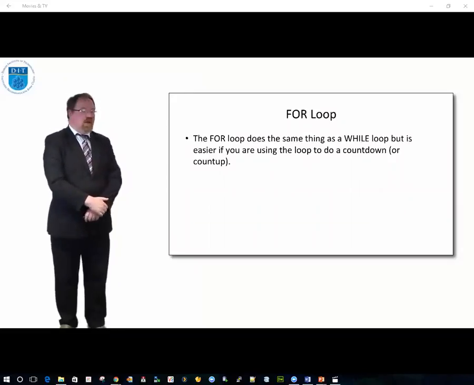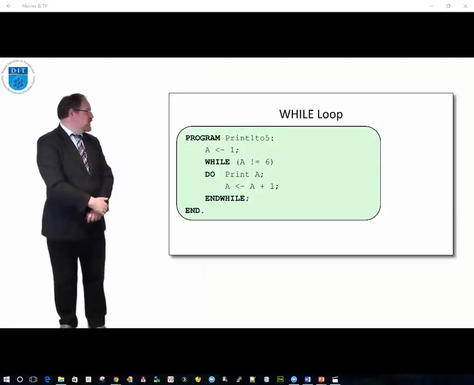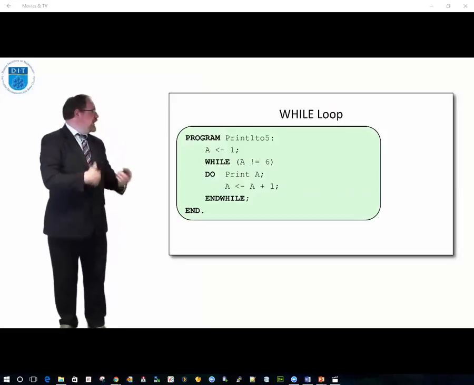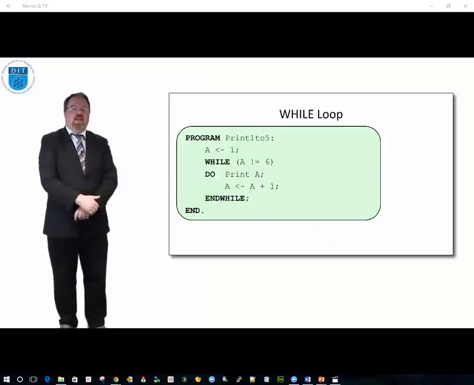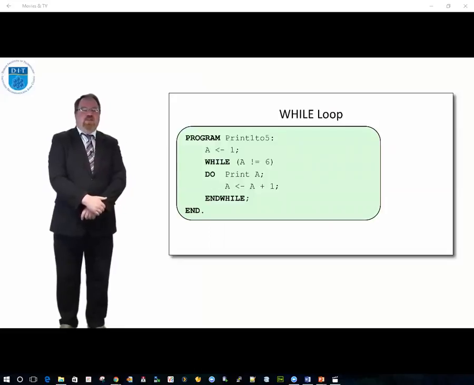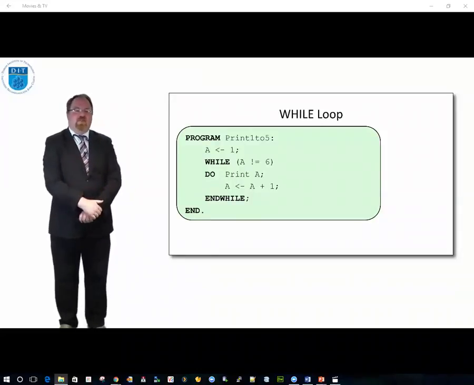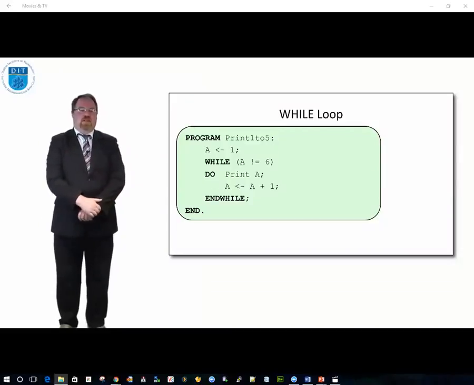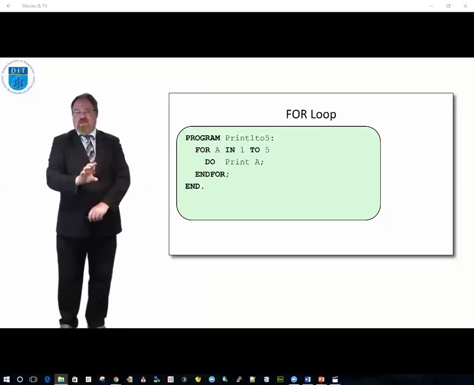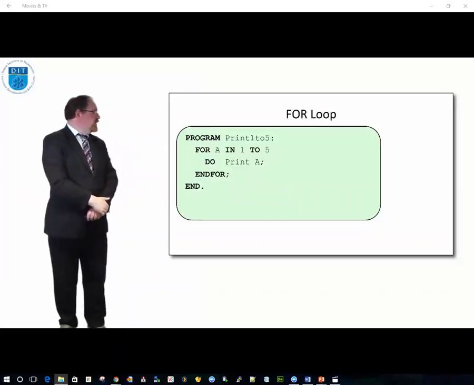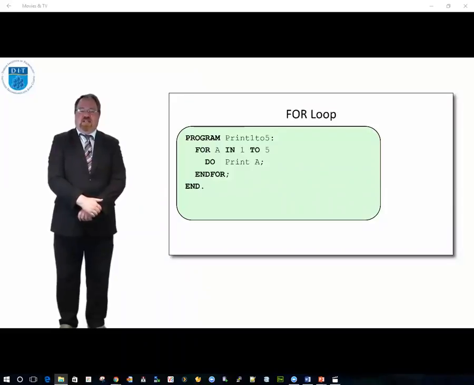If we look at an example of a while loop to print out the numbers 1 to 5, we'll start off by assigning a to 1, then we'll say while a is not equal to 6, print out a, and then add 1 onto a. So we iterate through and we get our answer. The for loop does the exact same thing as this, but the way we express it in pseudocode is more compact. So we declare the a within the for statement and we declare the range of it. So we say for a in 1 to 5, do print a. So the for loop says declare an integer type called a, start counting at 1, increment by 1 each time, 1, 2, 3, 4, 5, and stop at 5.